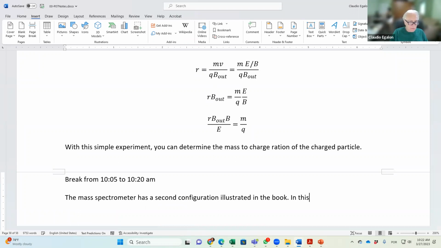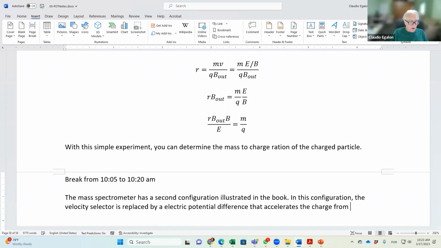In this configuration, the velocity selector is replaced by an electric potential difference that accelerates the charge from rest to a given velocity that can be calculated.